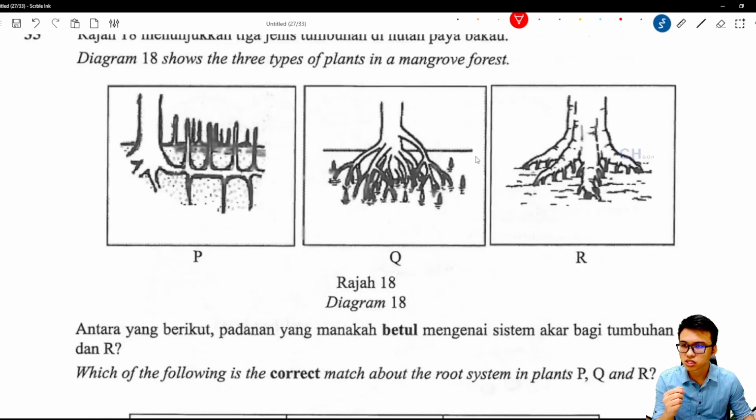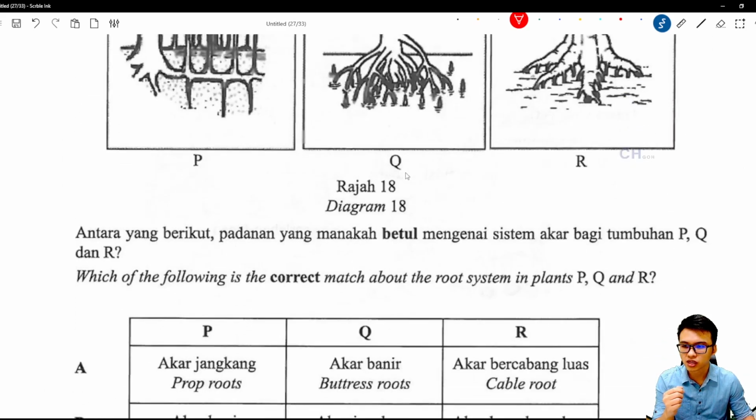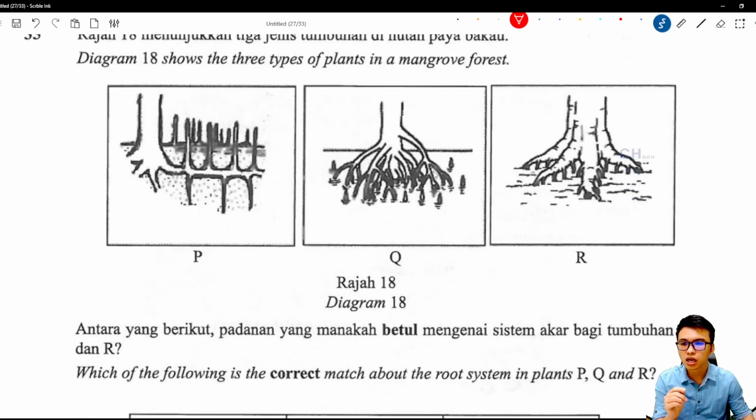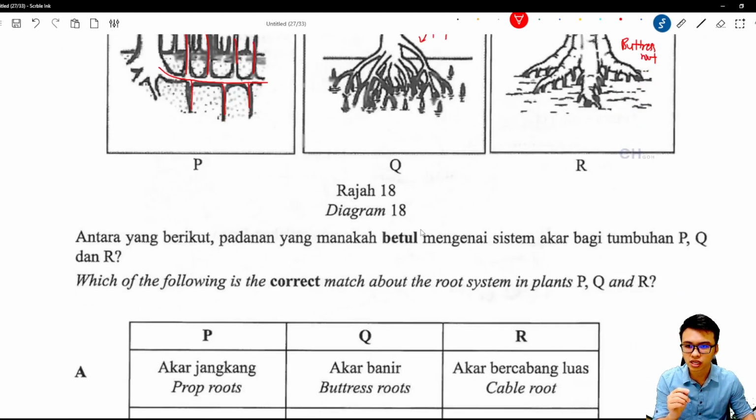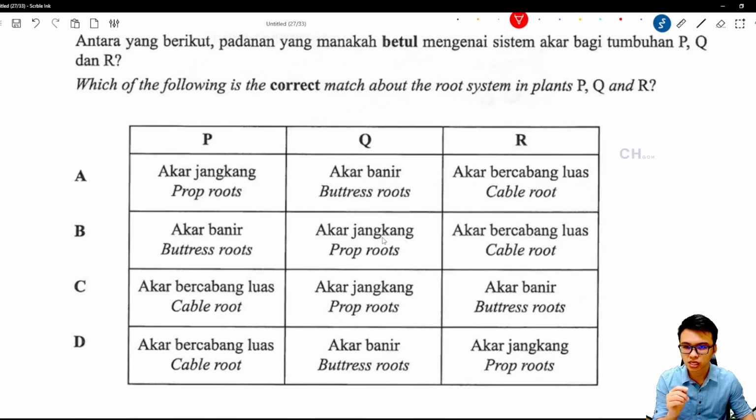Okay, let's look at question 35. Now, which of the following is the correct match about the root system in plants P, Q, R? P is a cable root. Then Q is the prop root. Prop root, it looks like this. And R definitely is the buttress root. So let's see if we can find the answer. P will be the cable root, Q is the prop root, and R is the buttress root. So the answer here should be C.